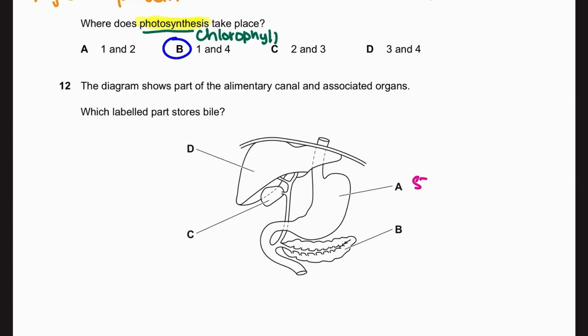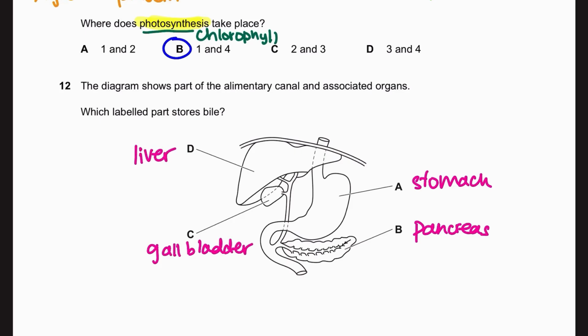So A is the stomach. B is what? Ooh, the one that looks like a leaf, guys, it's always the pancreas. Please memorize: the pancreas looks like a leaf, okay? C is the gallbladder. And then D is the liver. The liver is always like this triangle shape. So if you see this triangle, that's the liver. Okay? So that is everything here.